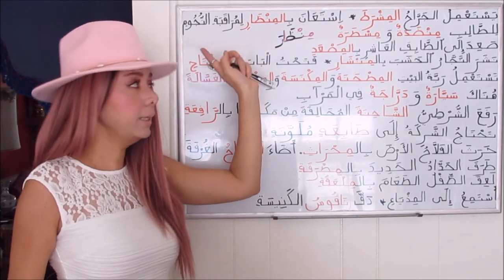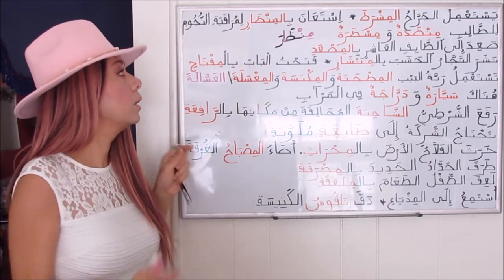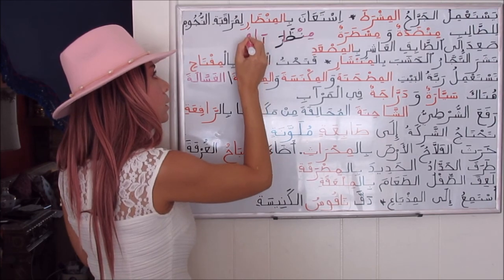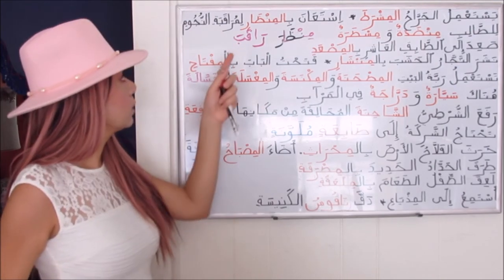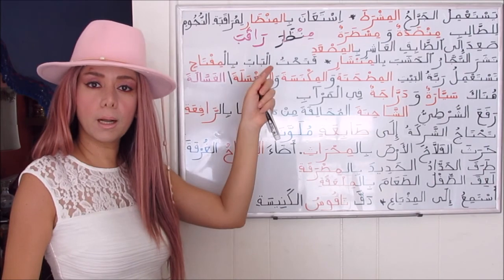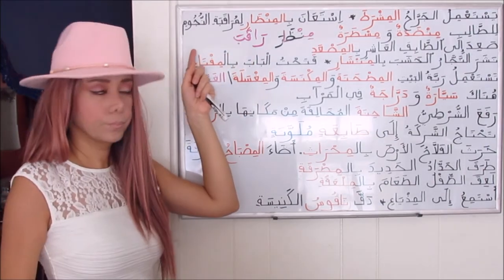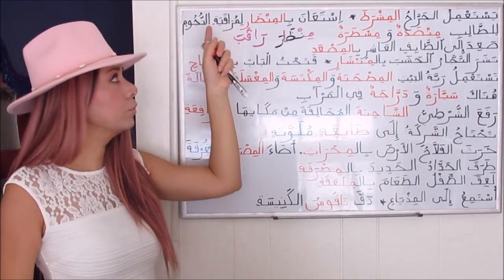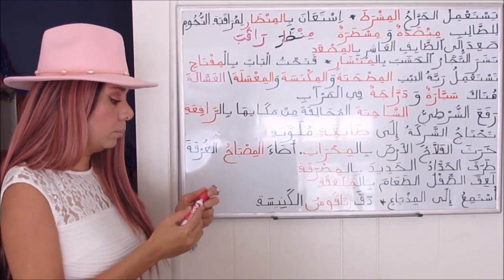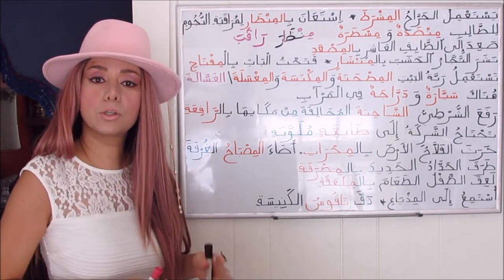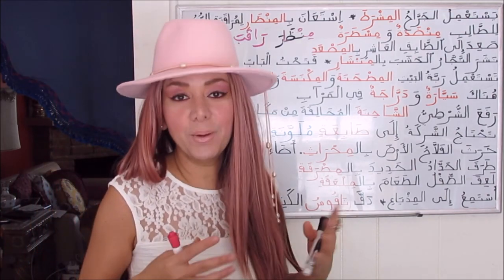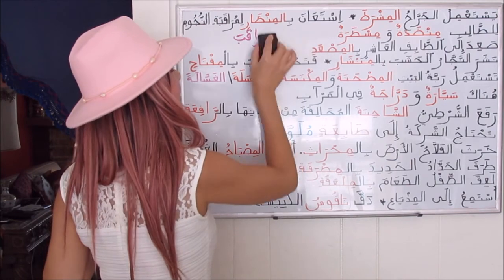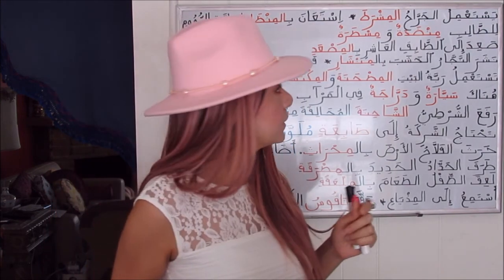استعان بالمنظار لمراقبة. It's from the verb راقب. راقب can be rendered as to observe. مراقبة is the verbal noun of راقب. لمراقبة النجوم. So he used the telescope to observe the stars. But we cannot say he sought help from the telescope to observe the stars. Still, we understand what's going on, but it's wrong. All right.